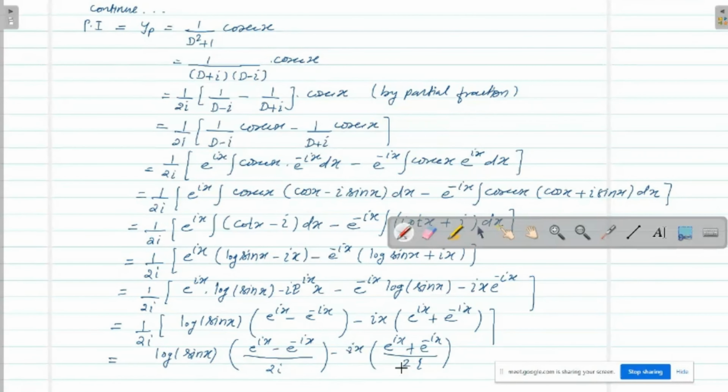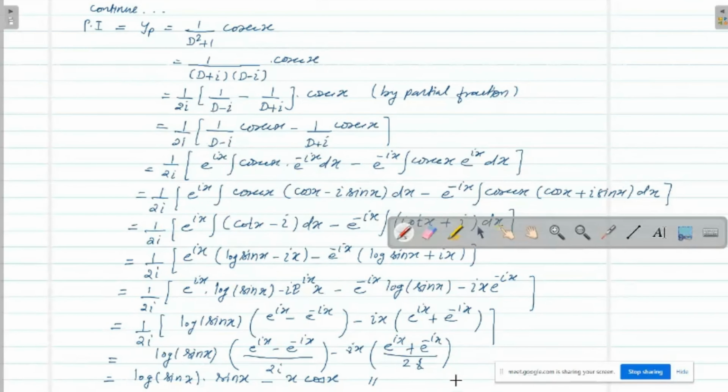Look from here, the i and i, drive them away, what remains here? So what will I write, have a look here. log of sin x. So this factor becomes what? This is the formula of sin x, into sin x. Okay. And minus x, and this is the formula of what? cos x. Okay, so this is the required particular integral of the given differential equation. So your particular integral is log sin x into sin x minus x cos x.